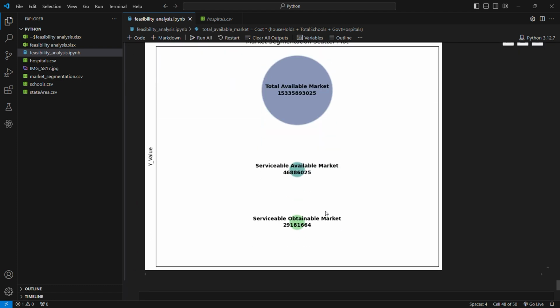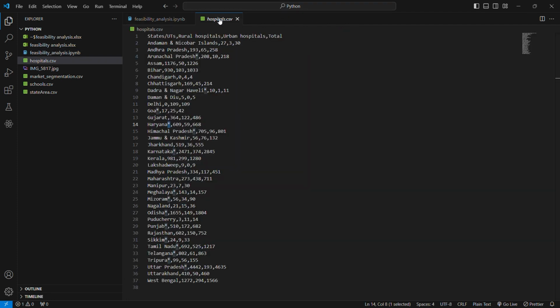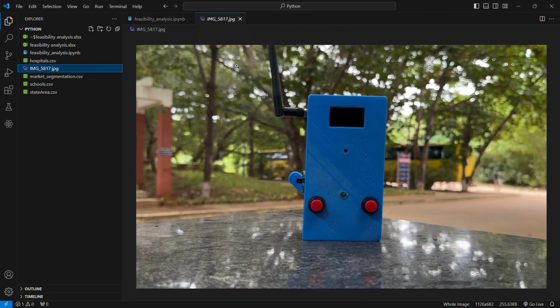So from this data analysis, we can conclude that this product Revive is a completely viable product, and it has an initial market value of 2 crores.